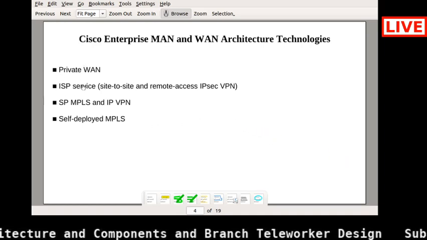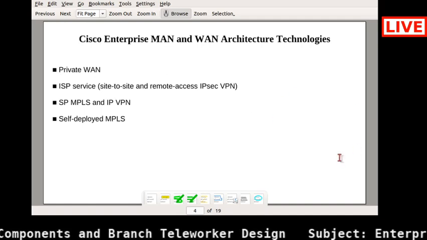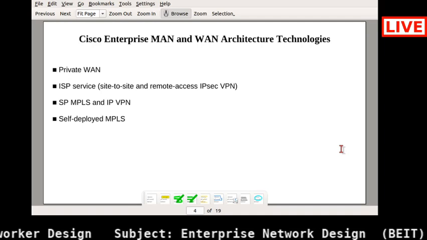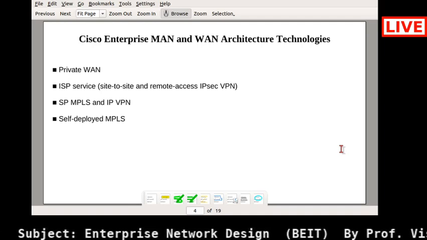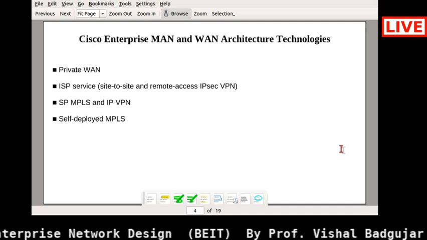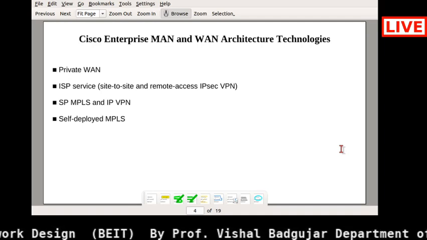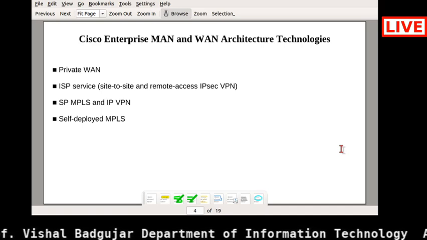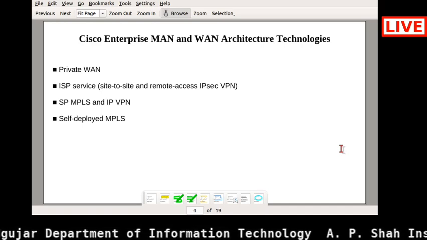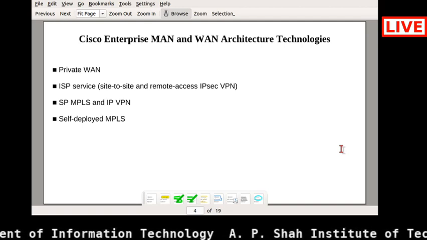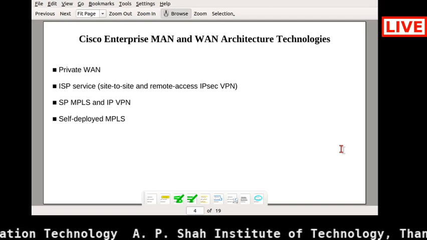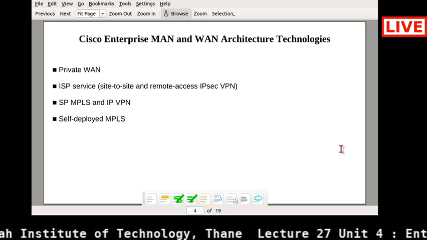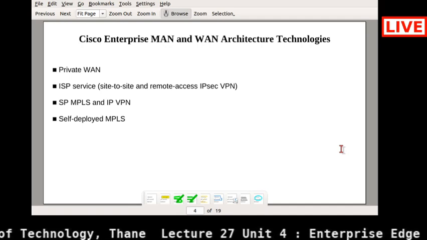Then the second one is ISP services, site-to-site and remote access IPsec VPN. I already told you about Frame Relay or ATM. Instead of that, if you are using IPsec VPN and these remote services, and you add strong encryption techniques over it, for example DES, triple DES, AES, then obviously it increases the security of your WAN design.